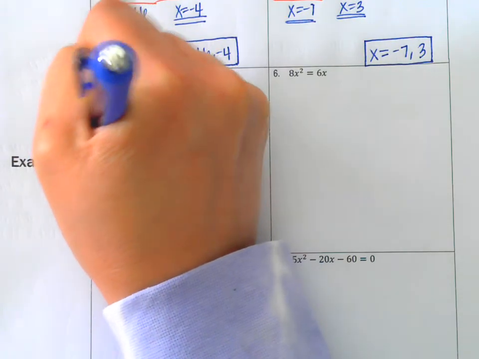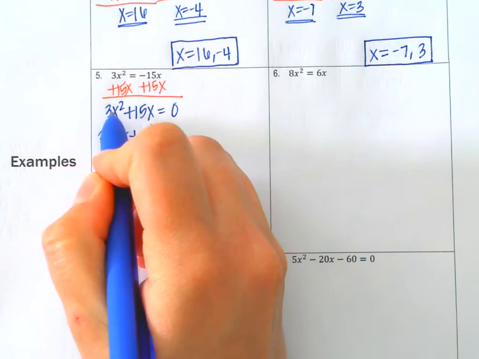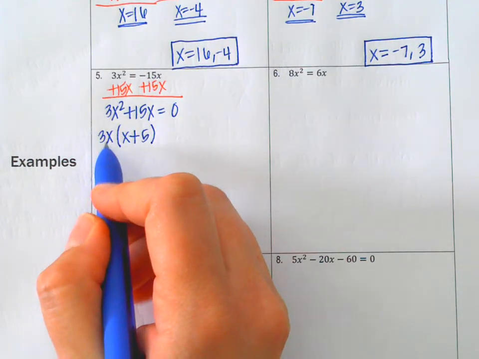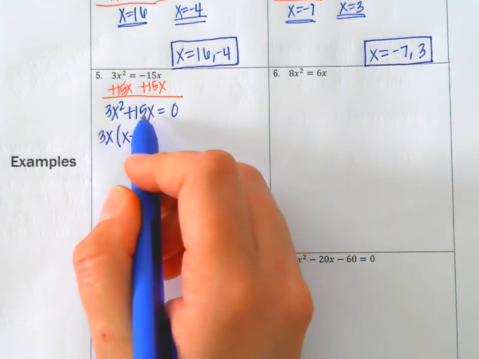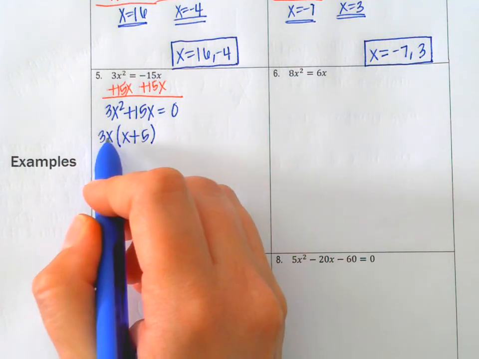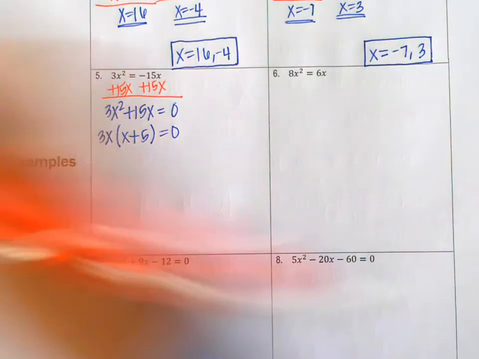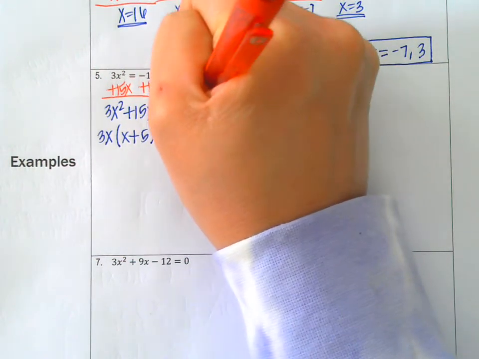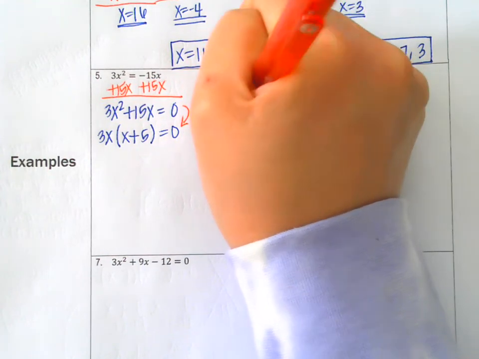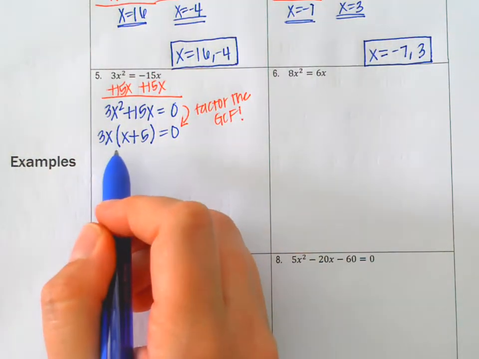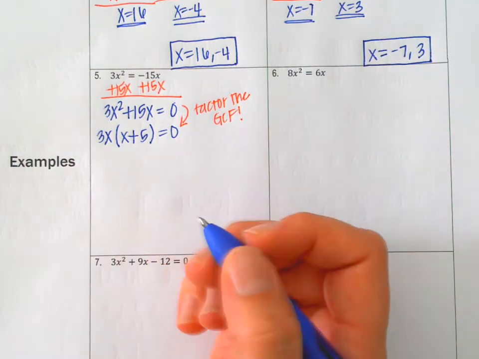So I can factor out a 3x, and I'm left with x plus 5. 3x squared divided by 3x: 3 divided by 3 is 1, x squared divided by x is x. 15 divided by 3 is 5, x divided by x is 1, 5 times 1 is 5. Equals 0. So all I did here was factor by GCF. And now that it's fully factored, there's nothing more I can do with either one. I can set each factor equal to 0.